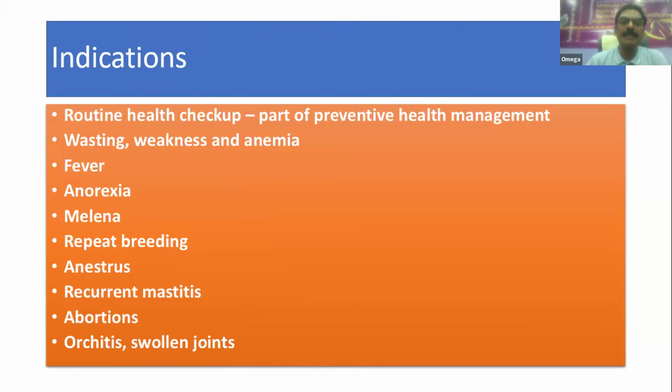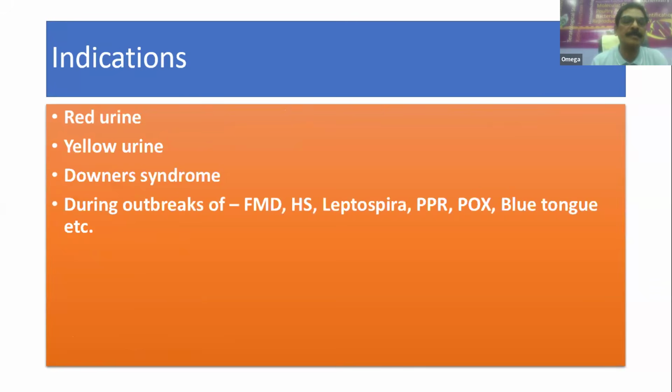Generally, in larger sheep and goat farms, we have to carry out routine health checkups. It is a part of preventive health management. Then if the animals are wasting, or weakness or anemia is there, we have to go for blood sample examination. If there is fever, anorexia, melena, repeat bleeding, recurrent mastitis, abortions, orchitis or swollen joints in males, in that case we should go for blood sample examination, and carry out different blood tests for the diagnosis of the particular disease conditions.